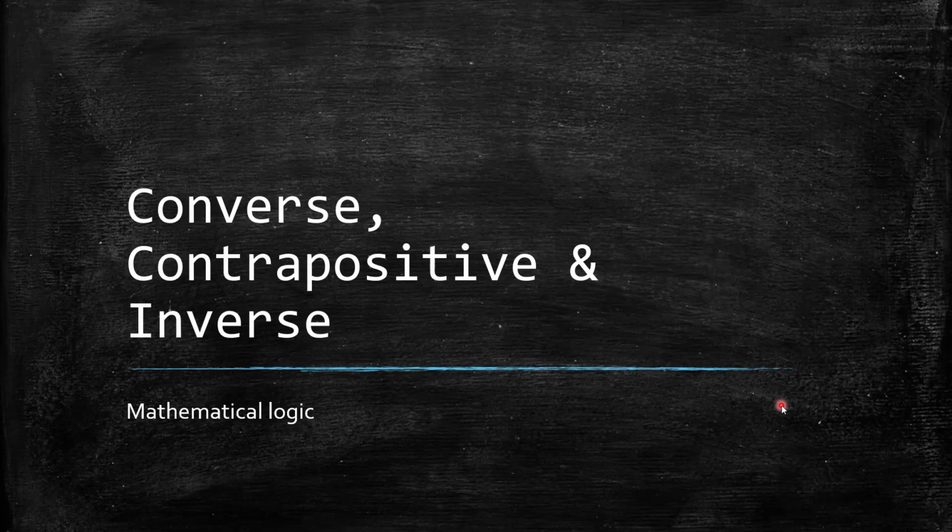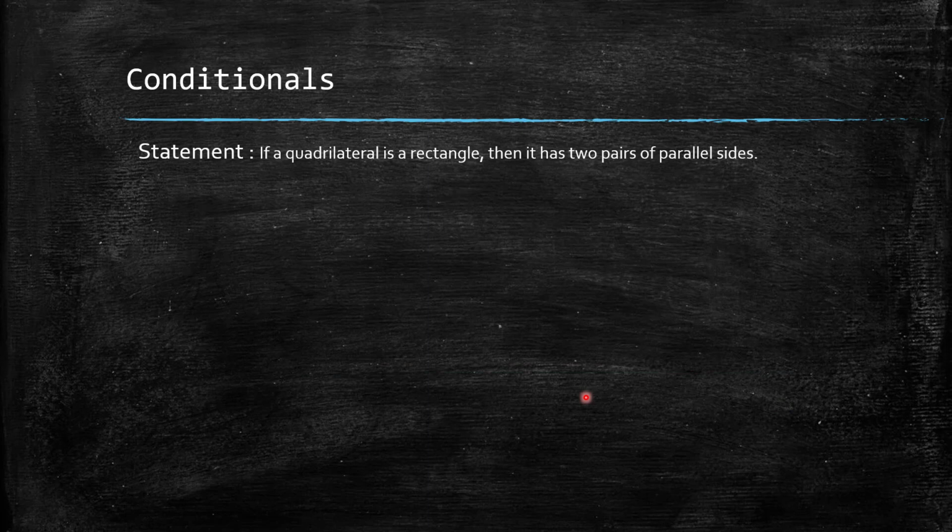Okay, in this video we will talk about the converse, the contrapositive and the inverse. These are the propositions we can create from the conditionals. If you remember from my previous video, we talked about the conditionals, right? Now we will try to take an example, and based on that example we will try to form the other propositions as well based on the conditionals.